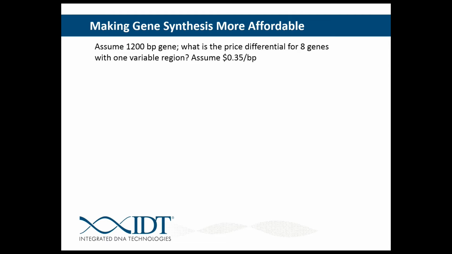So the idea of making gene synthesis more affordable is something that we've thought about a lot with gBlocks, and I think a good example of that is if we consider a researcher that wants to build a 1200 base pair gene, and they want 8 different variations of that gene. Perhaps they want to vary the catalytic site near the center of that gene and test what these variations do.